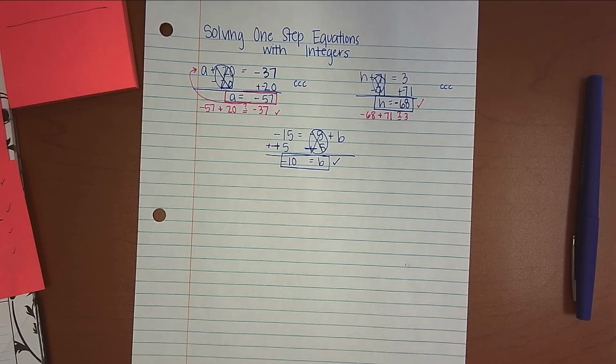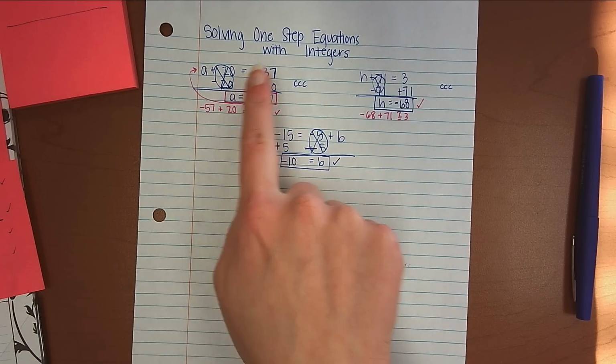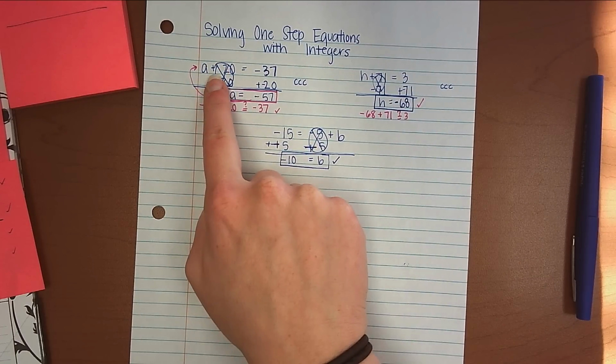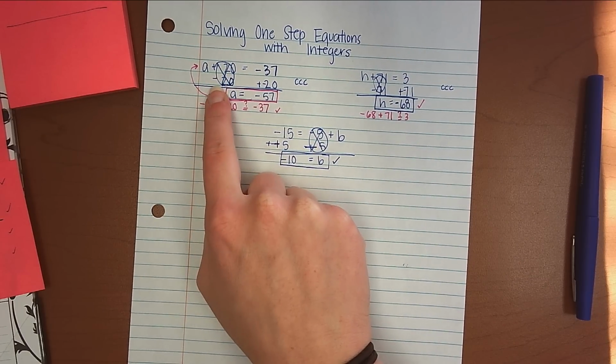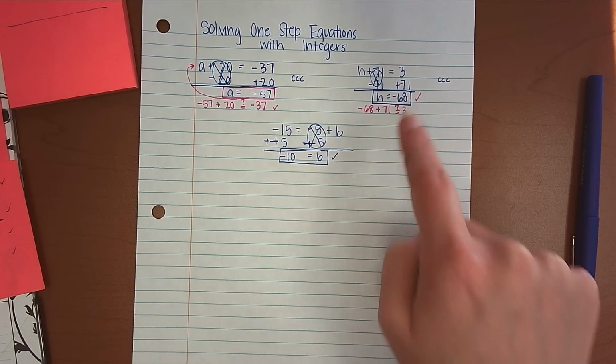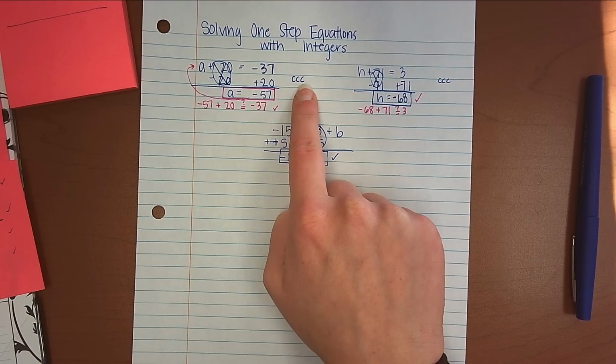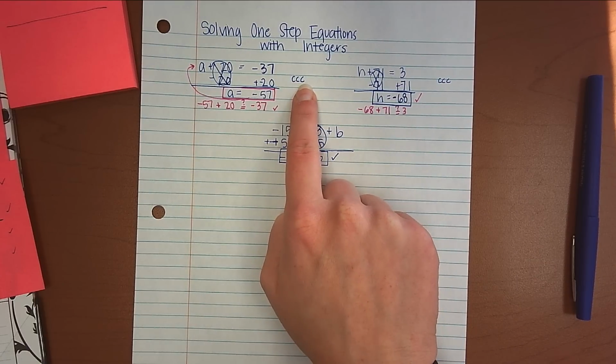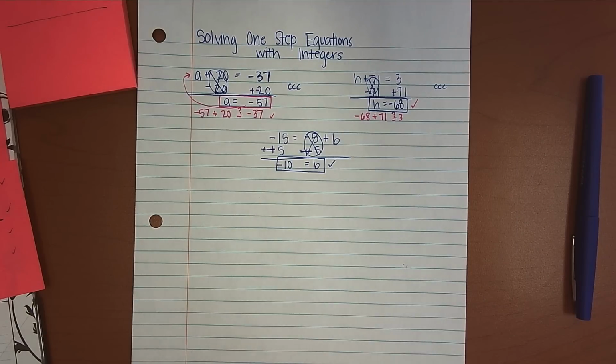Either one works. So these are 3 examples of solving equations that started with addition, and then we had to subtract, and then when we subtracted integers, we had to use our copy, change, change rules, and then use our adding rules where same signs add and keep, different signs subtract, keep the sign of the number with the higher value, and then you'll be exact.